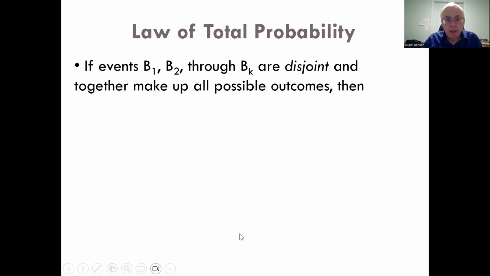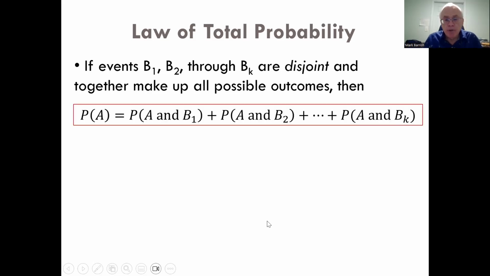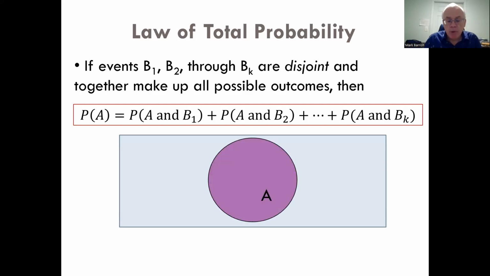So the law of total probability: if you have a bunch of events that are disjoint and together make up all possible outcomes, B1, B2 through BK, and another event A occurs only if one of these other events occurs, then the probability of A is simply the probability of A and B1, or the probability of A and B2, or A and B3, all the way up to A and BK. These are all disjoint probabilities. That's called the law of total probability.